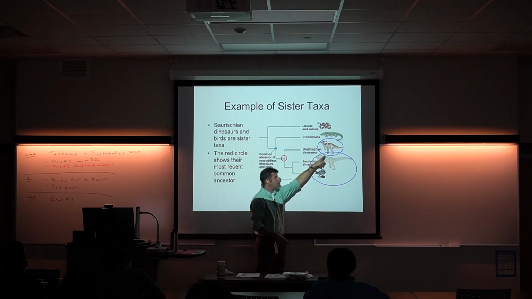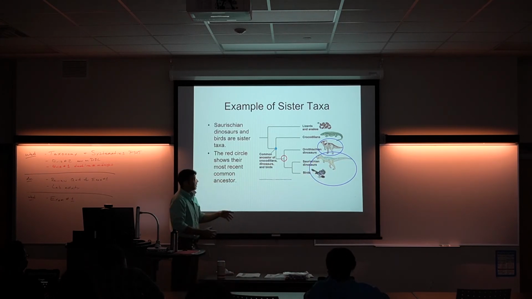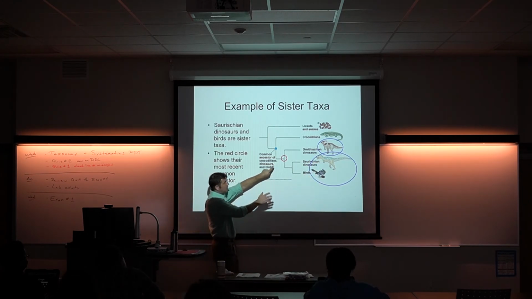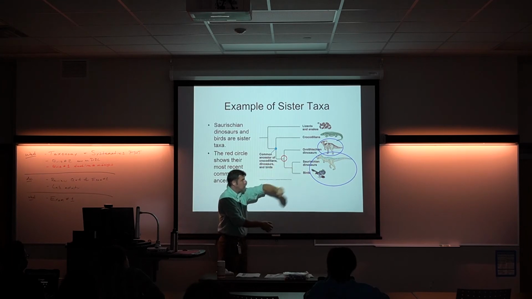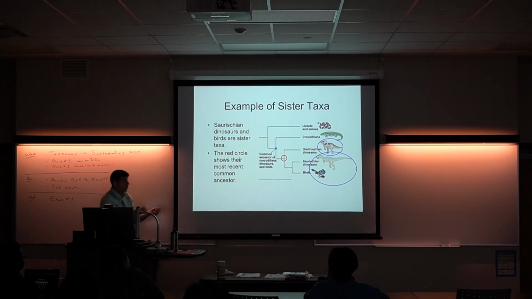Again, my circles kind of overlapped there. I couldn't prevent that. But think of the sister taxa to this common ancestor as one being Ornithischian dinosaurs and the other branch taking you to these two taxa, Saurischian dinosaurs and birds.